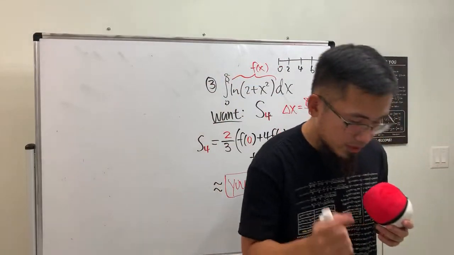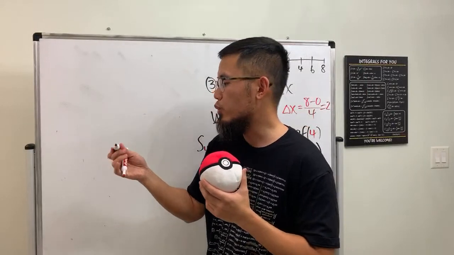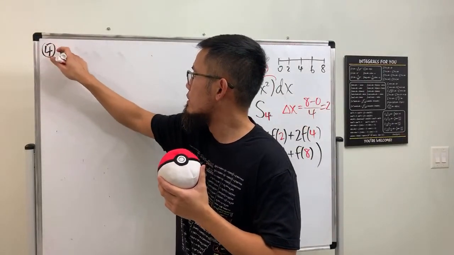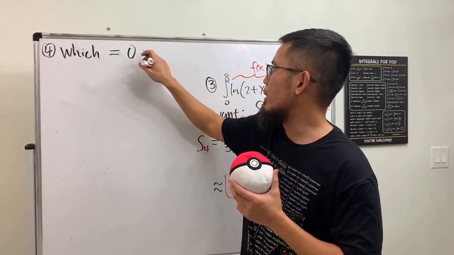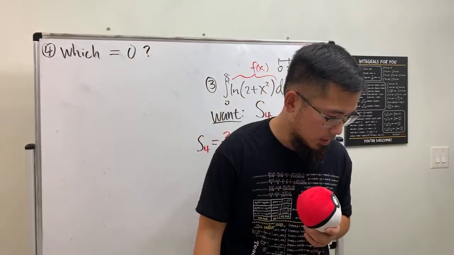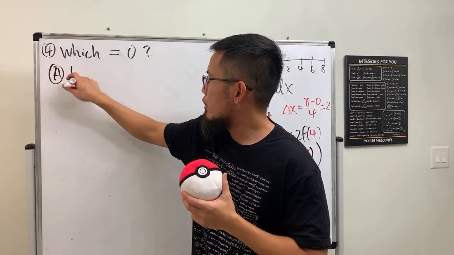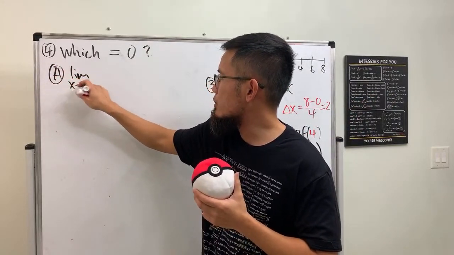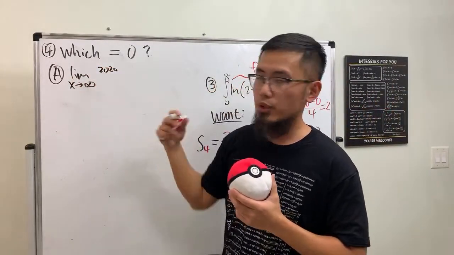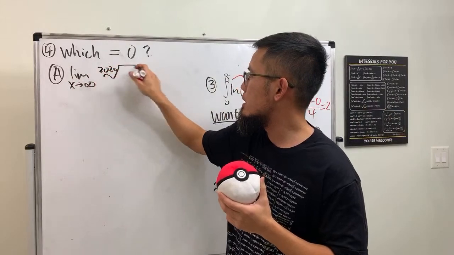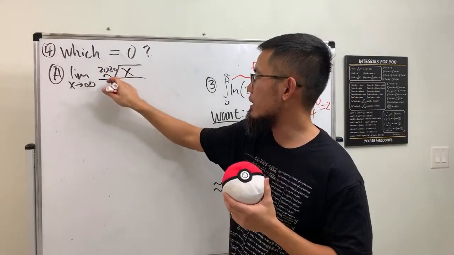Okay, so for the next question, it's a limit question, and we are going to find out which of the following is equal to 0. So number 4, which is equal to 0, right? I'm not going to write down the whole thing because I'm just going over these things for you guys. So anyway, choice A, here we have the limit as x goes to infinity, and we have 20/20's root of x over the bottom is natural log of x. So that's the first one.